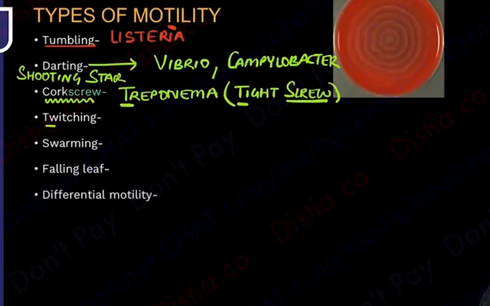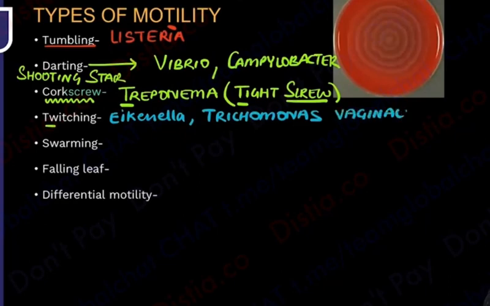Coming to twitching. Firstly, you will do rote learning. Twitching is seen with Echinella. And twitching is also seen very famously with a T organism called Trichomonas. Trichomonas also shows you the twitching motility. Trichomonas vaginalis, I hope you've heard about it. Trichomonas vaginalis causes strawberry cervix. Now that shows you T for T, twitching motility. Falling leaf. Who is the falling leaf? Falling leaf is Girta for Giardia and leaf for Lamblia. Falling leaf is going to be Giardia lamblia.